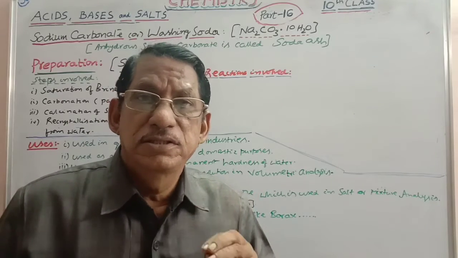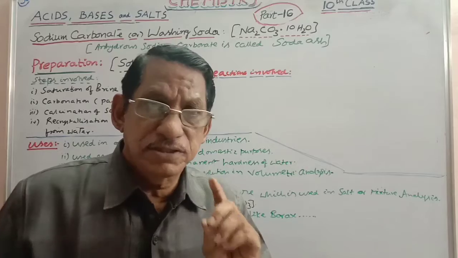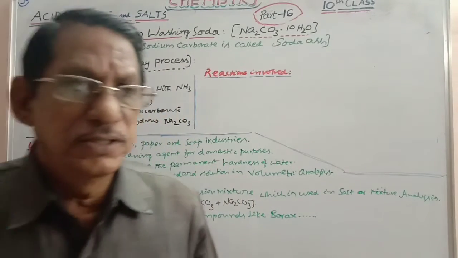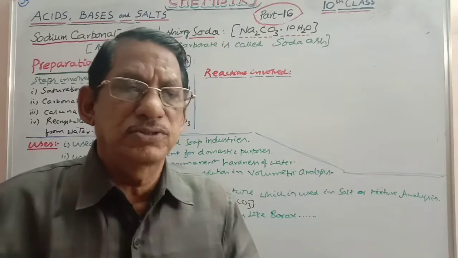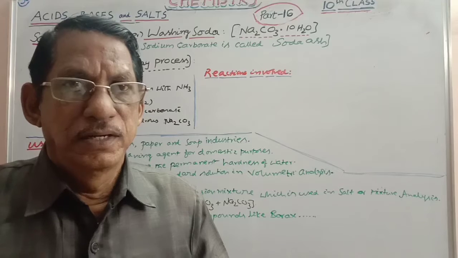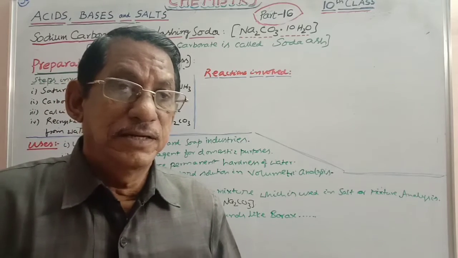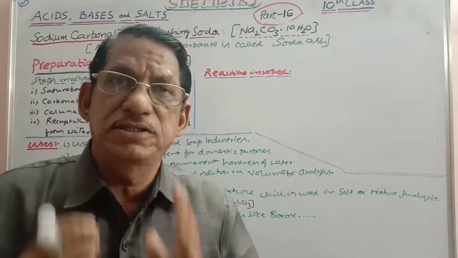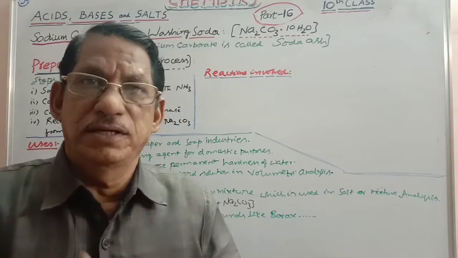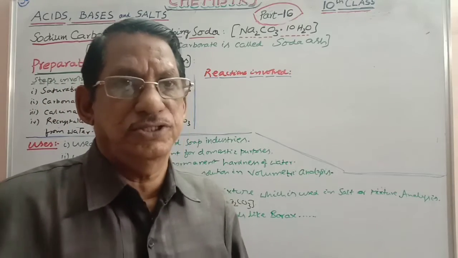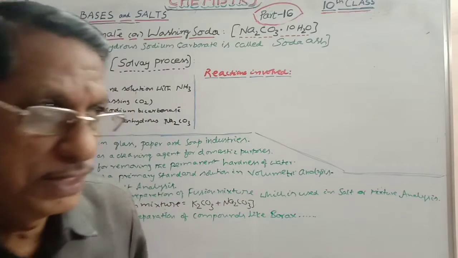Sodium chloride solution is first of all saturated with ammonia. That means into the sodium chloride brine solution, you have to pass ammonia continuously, up to that extent where the solution is completely saturated with ammonia. That means no more ammonia can be dissolved in it. That is what you call saturation. That is the first step.